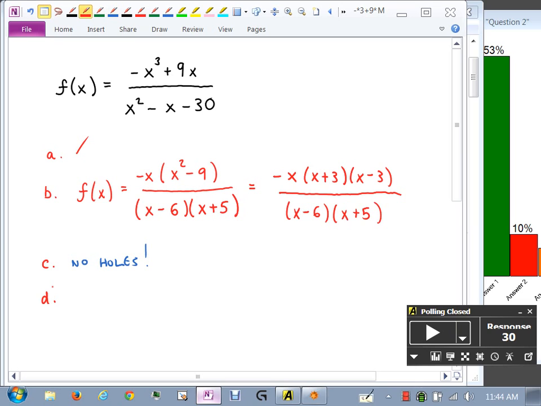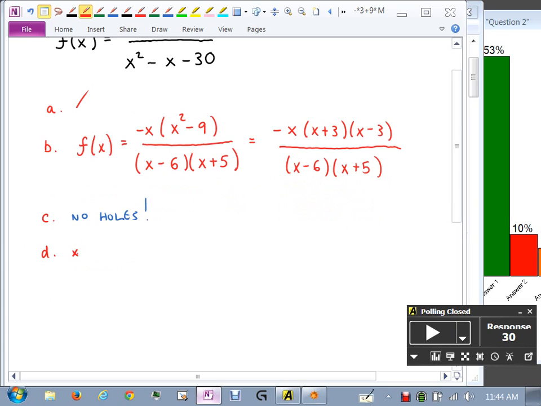Part D, x-intercepts. I'm going to set the top equal to 0. The fact that I already have it factored is going to make that easier. So I set this equal to 0. I get x is 0 from the first one, -3 from the second one, +3 from the third one. I have 3 x-intercepts, don't I? Only the numerator, after you've canceled the factors, though. Yes.